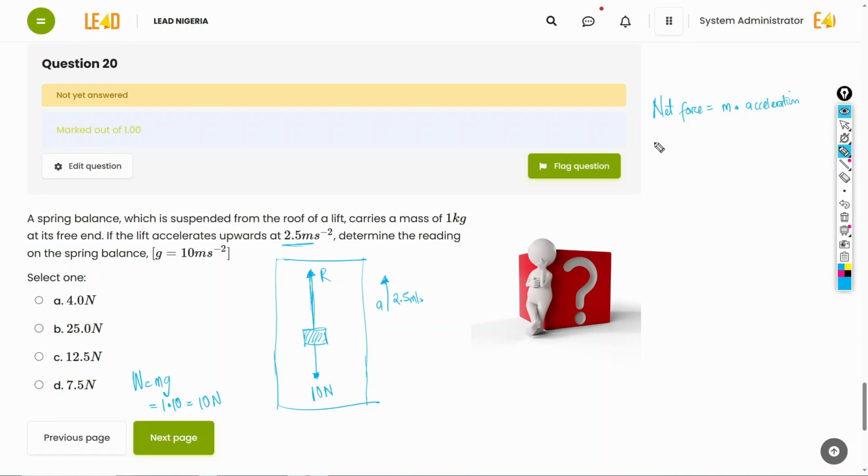All right, so what's the net force? I'm going to call everything upwards positive and everything downwards negative. So that will be R minus 10, because it's downwards, is equal to the mass 1 times acceleration. Now this acceleration is upwards, right? So times 2.5. That means that R minus 10 is equal to 2.5. So R will be equal to 2.5 plus 10. So R would be 12.5 newtons. 12.5 newtons. That's option C.